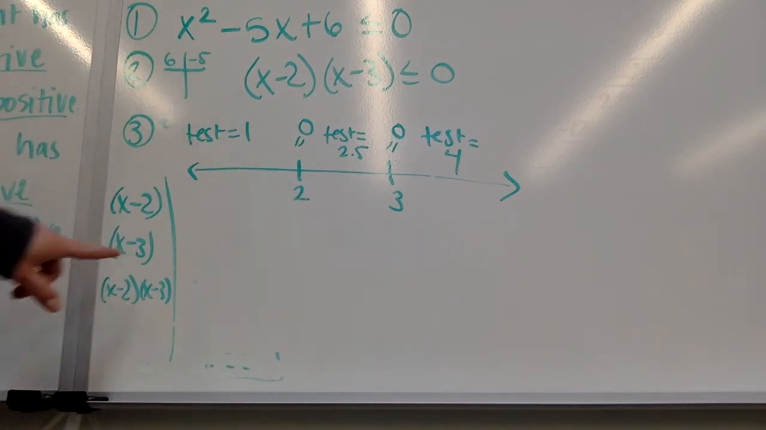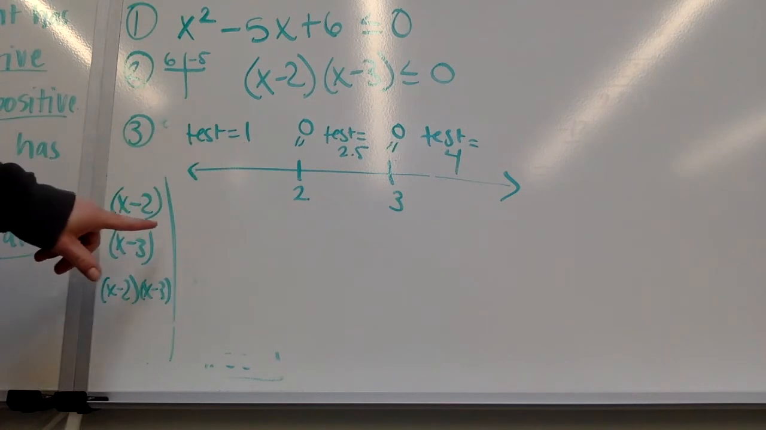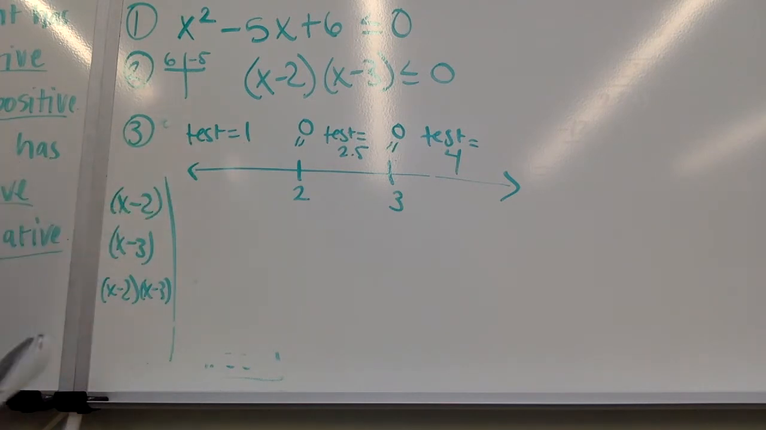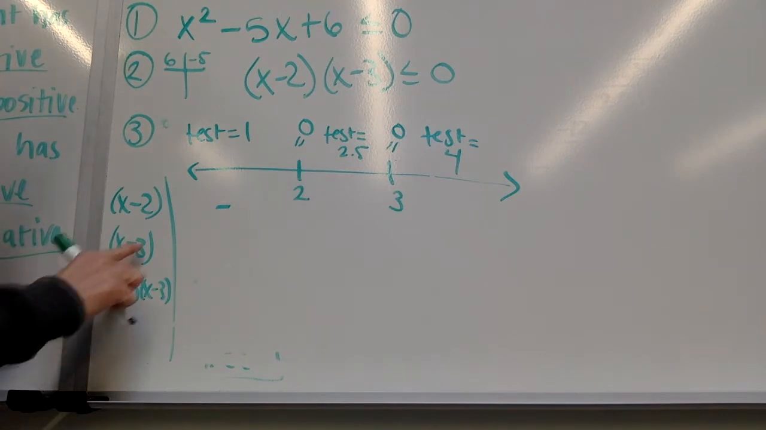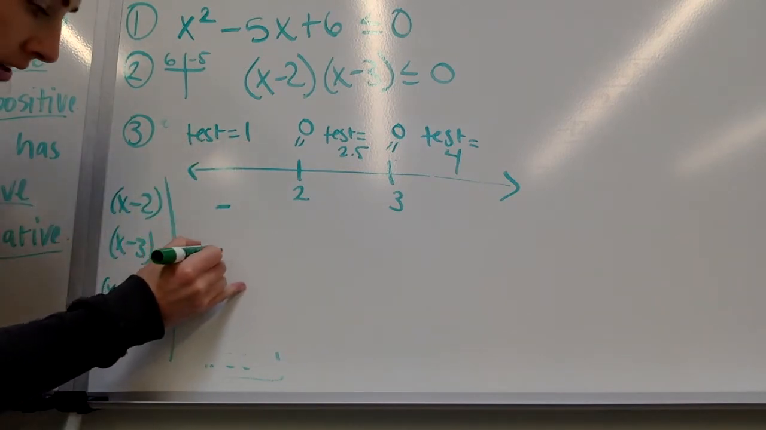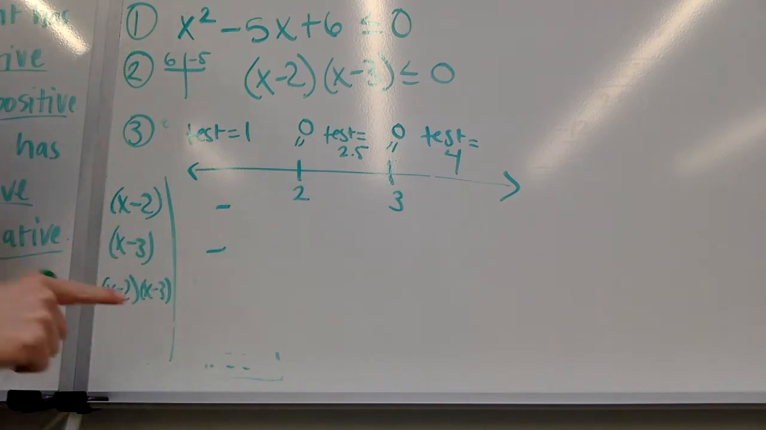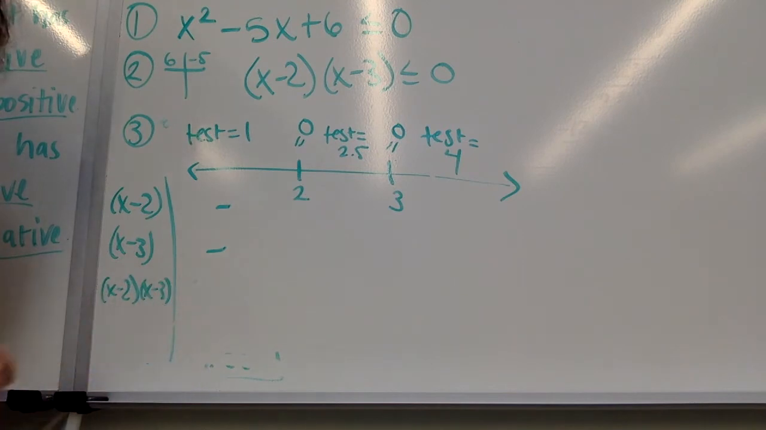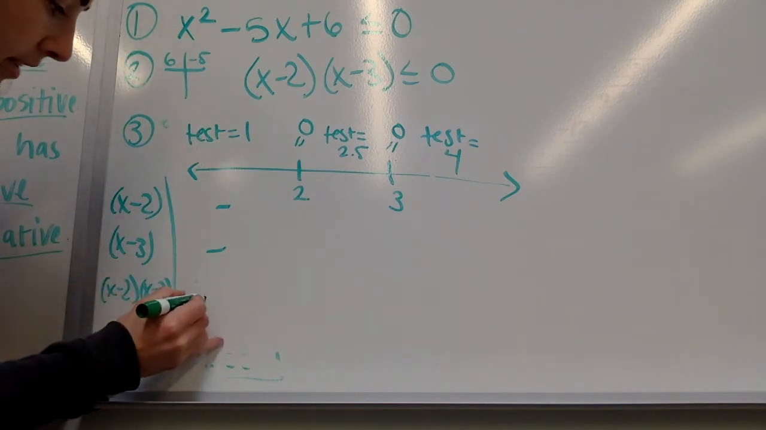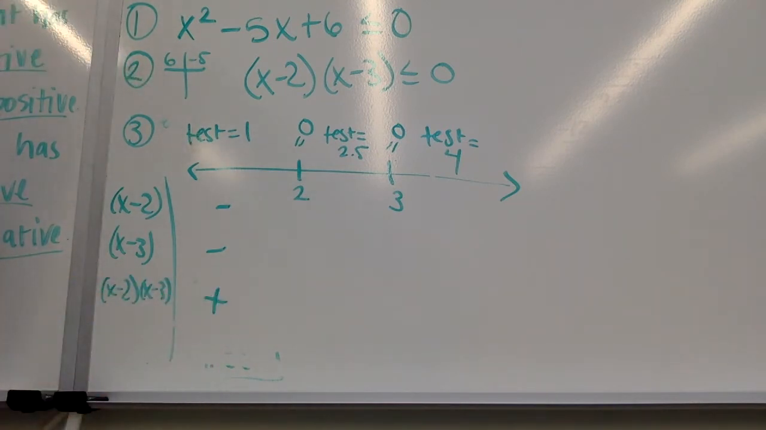So when we plug in 1 for x minus 2, we get a negative 1. So our answer here is a negative. And then for when we plug in this test value 1 to x minus 3, we get another negative. Now remember our rule. If you have an even number of negatives, so a negative times a negative, you're going to come out with a positive. Okay, so when they're multiplied together, it comes out to a positive answer there.